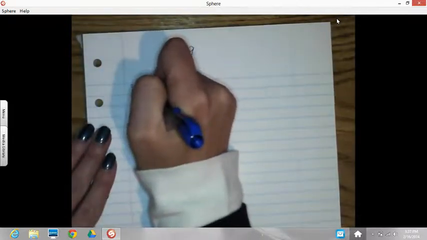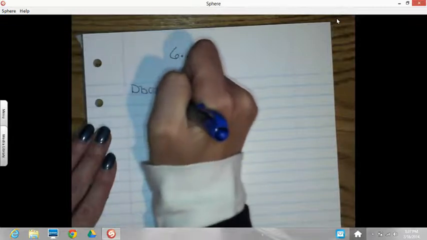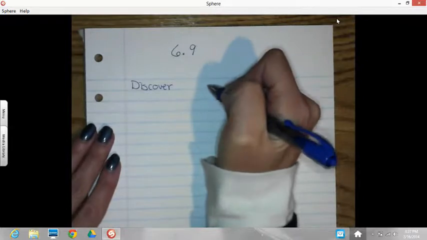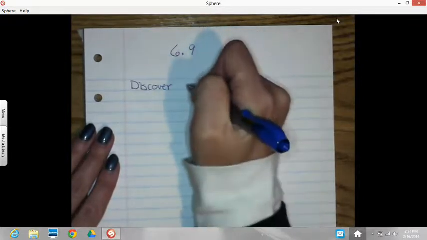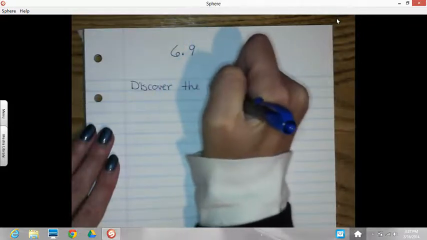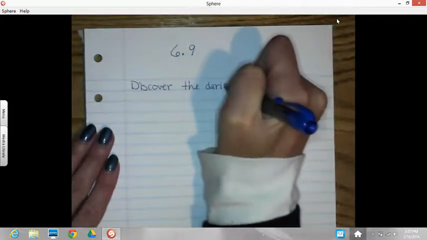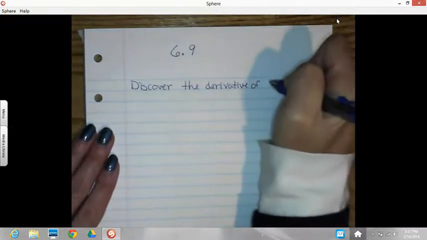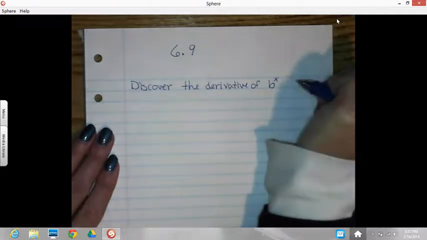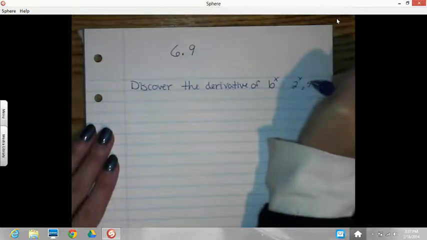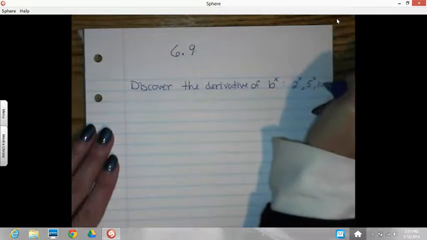So that's the plan. But there's a couple little rules we need to get out of the way. We're going to discover 2 rules today. We've been doing this the long way. Now we're going to come up with a little rule that we can put on our blue sheet. Discover the derivative of b to the x. Some number raised to the x power, like 2 to the x, 5 to the x, 10 to the x.